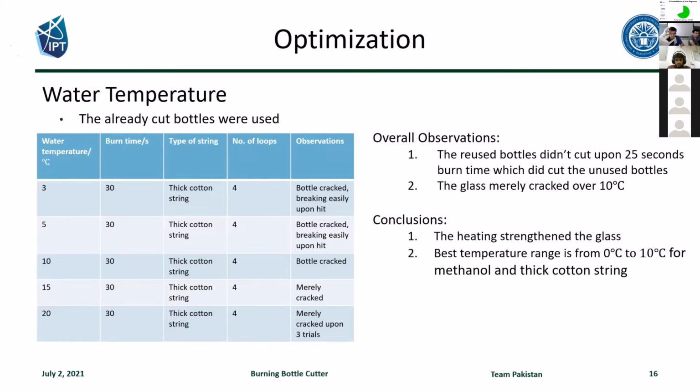So in conclusion, the heating strengthened the bottle, because the bottles weren't getting cut under conditions which would usually cut the unused bottles. This showed that the heat had strengthened the bottles. And this isn't something new, to be honest. There is glass tempering, tempered glass, and thermal strengthening of glass. So it's only natural that the heat did strengthen the glass in those bottles. The best temperature range for methanol and the thick cotton string was from 0 to 10 degrees Celsius.